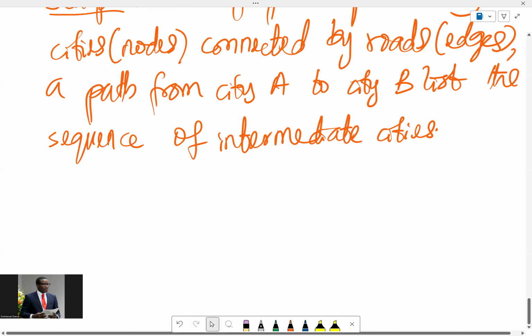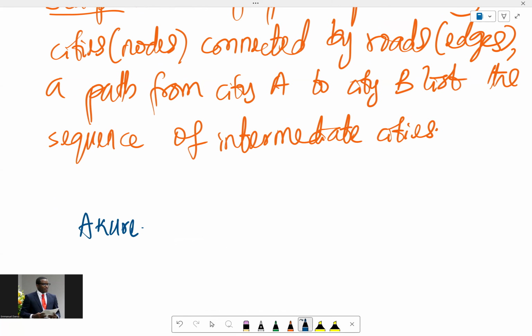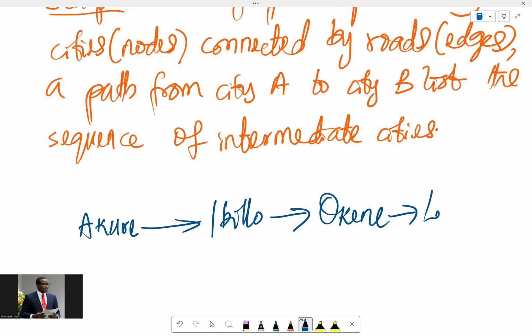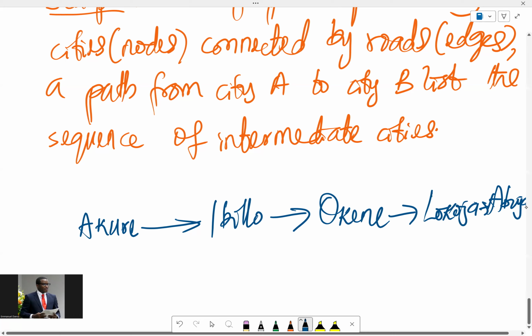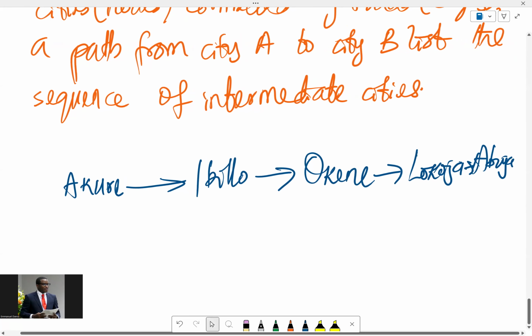For instance, a very good example, in the Nigerian context: if you're traveling from Akure to Abuja, one pathway you can take is you go from Akure to, where's that place now? Okay, let's just say Akure to Ibilu. I mean, that's what comes to my head right now. From Ibilu, maybe you get to Okene. From Okene, you get to Lokoja. And from Lokoja, you end up in Abuja. Okay. So that is a very good example of what a path looks like.